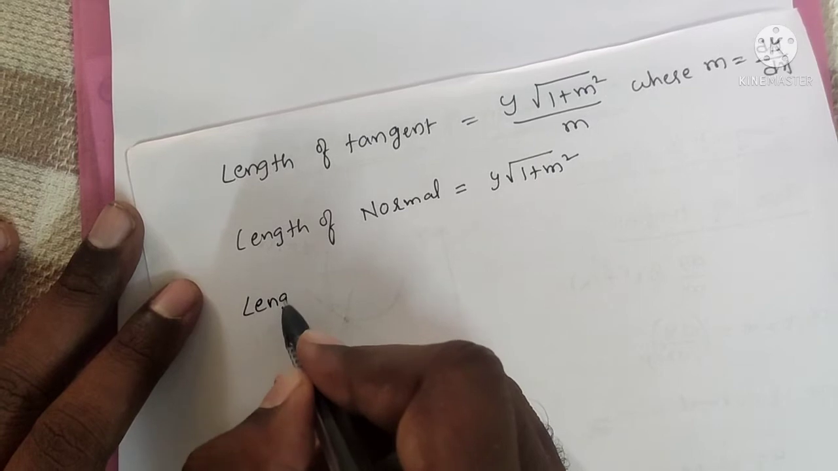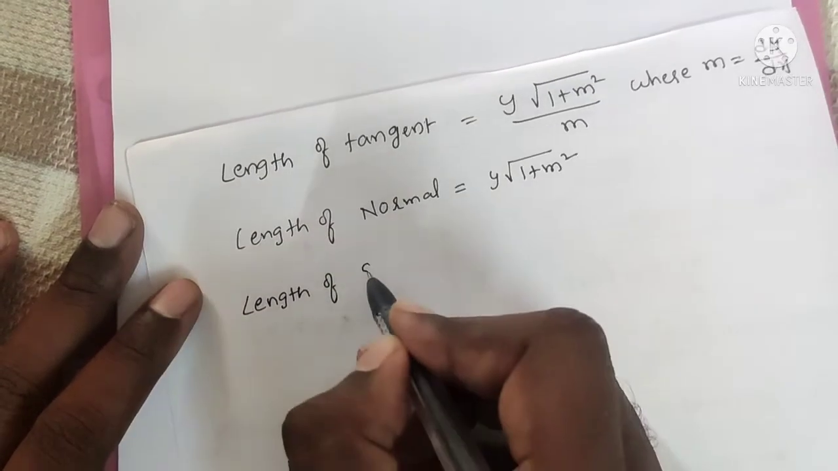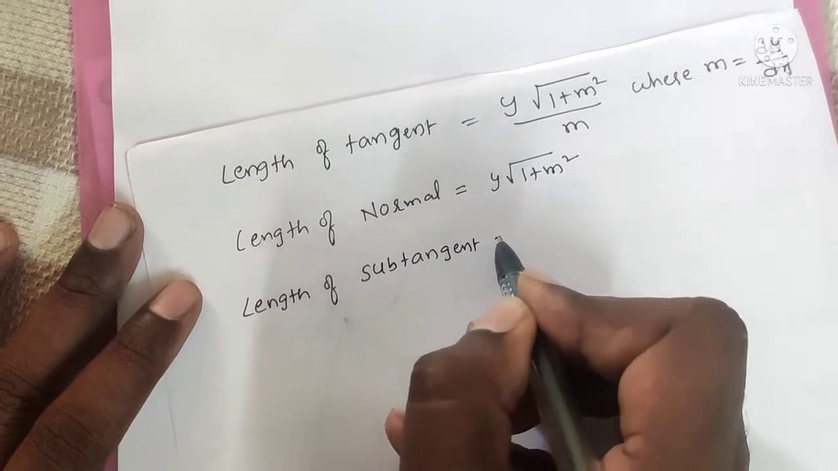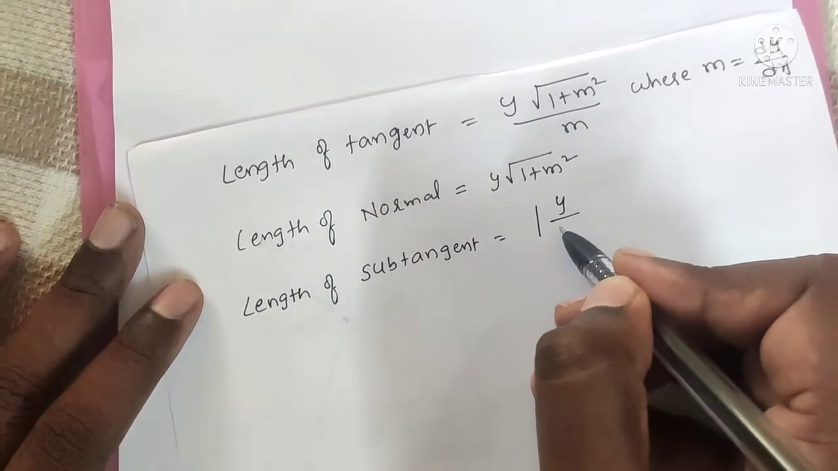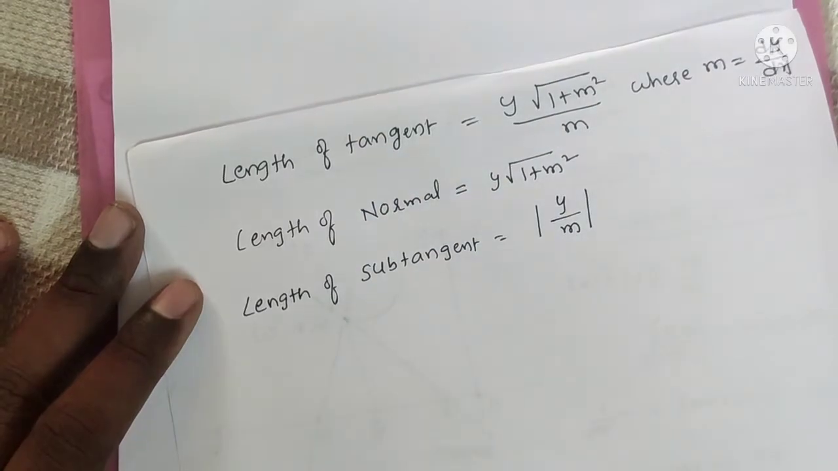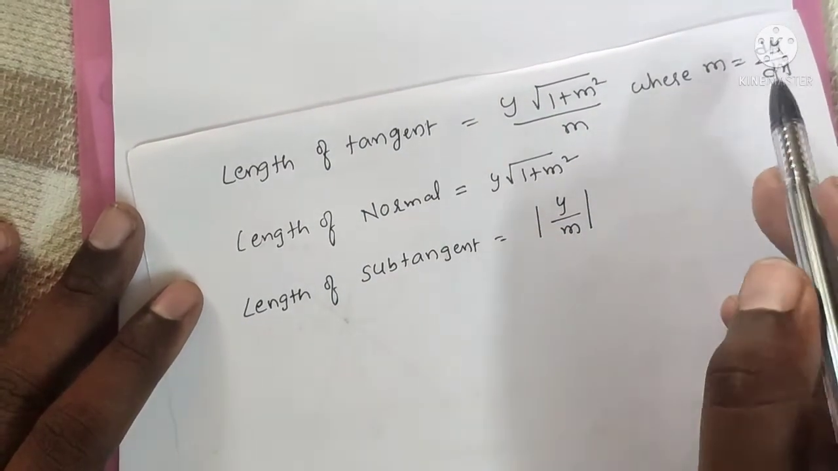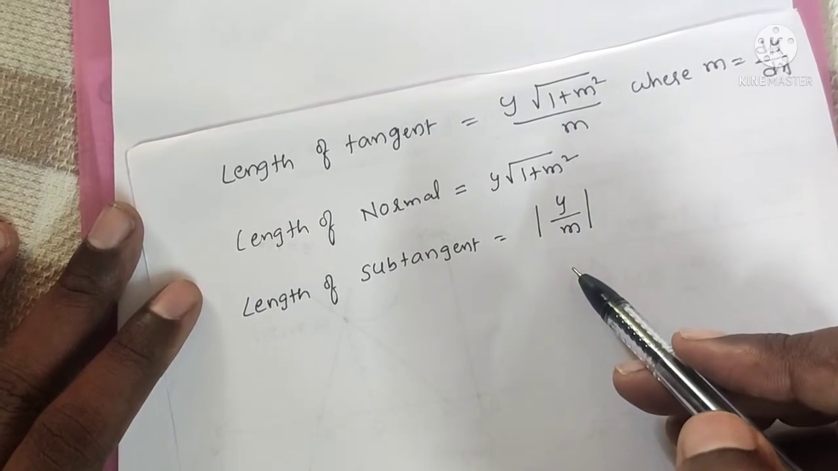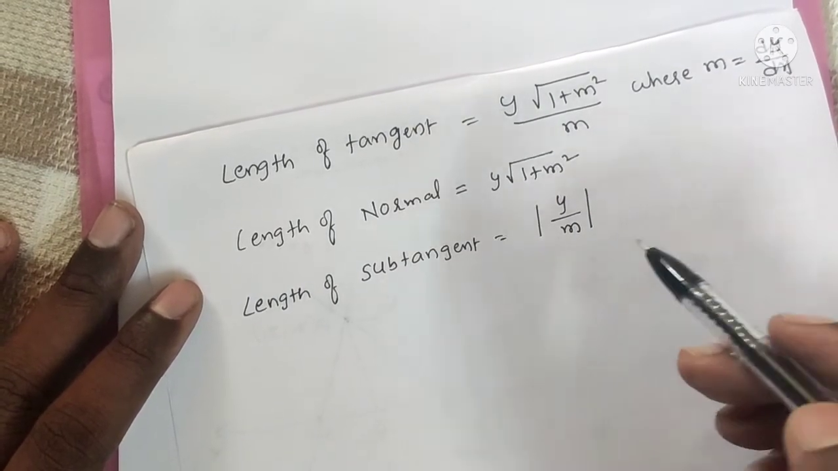Next, length of subtangent. Modulus of y by m. Y modulus, because length is always positive. What is m here? dy by dx. What is y? In a point, y is called the ordinate. That is nothing but the y coordinate.